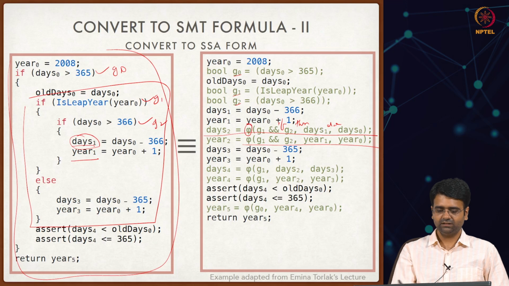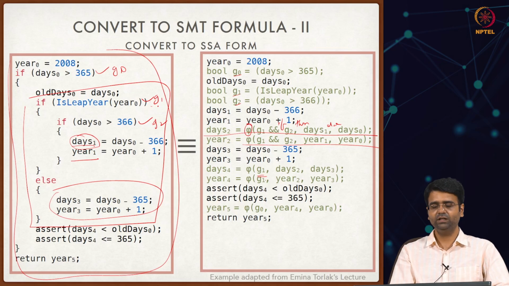And the other part, which is the else part, is being used here. So it is saying that if G1 is true, then days 4 is assigned as days 2, otherwise it is assigned as days 3. So again, it is just directly encoding the effect of these 3 conditionals, G0, G1 and G2, on the value of these variables, and what the value of a particular variable is depending on what condition is executed. Again, this particular conversion can be done automatically.